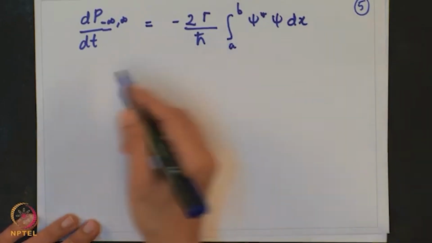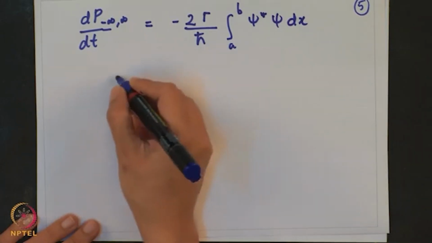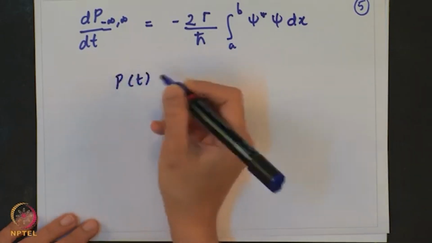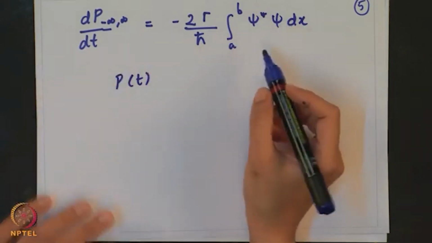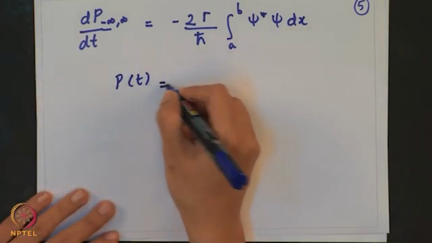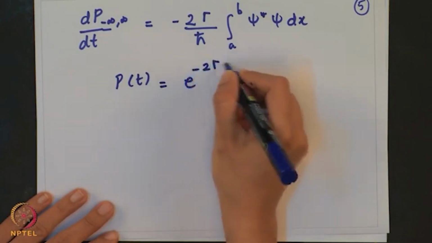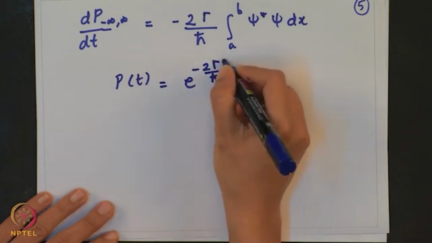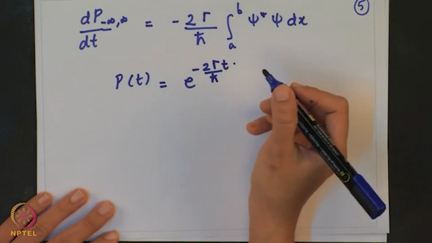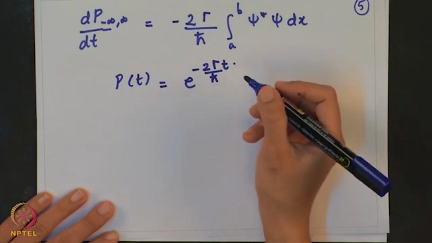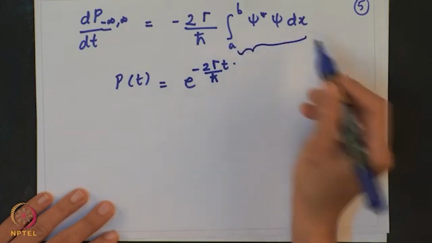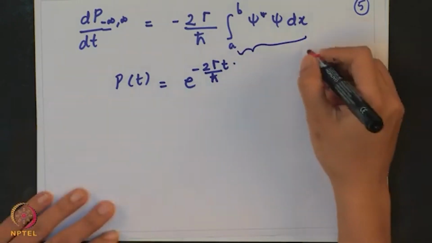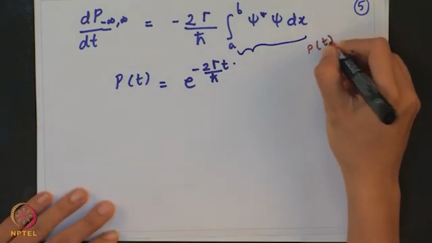So, now after doing this you can easily write this as dP by dt, and you have an integral. You can just integrate throughout and obtain an exponential in 2 gamma by h cross times t. It is very simple and it can be shown, because this is nothing but P of t.